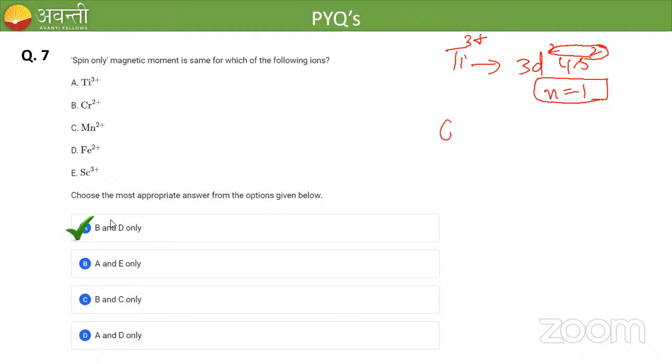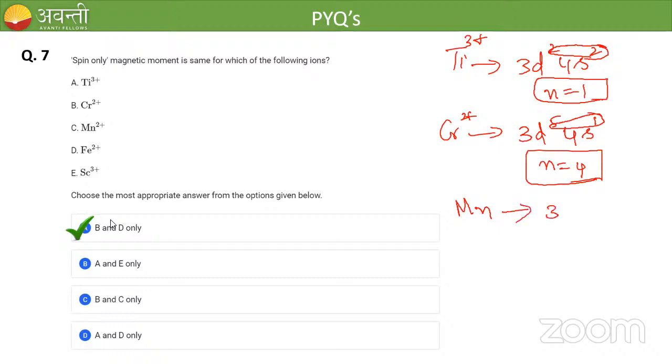If I go for chromium, chromium will have 3d5 and 4s1 configuration. Chromium 2 plus means I have to remove 2 electrons. So I will have n equal to 4. And for manganese, we have 3d5 and 4s2. Manganese 2 plus means we will remove these 2 electrons and the n value will be equal to 5.